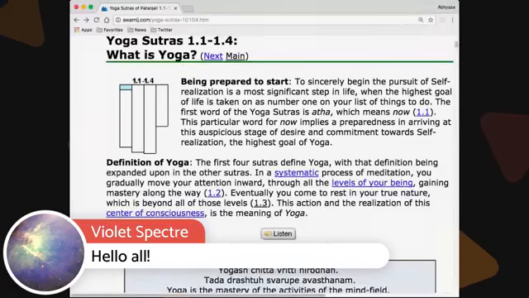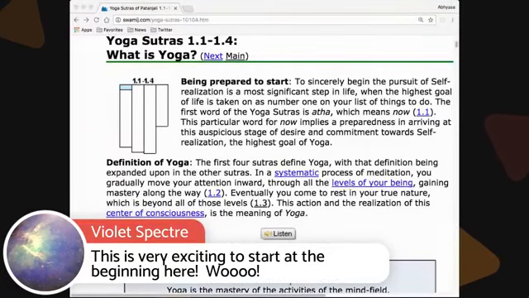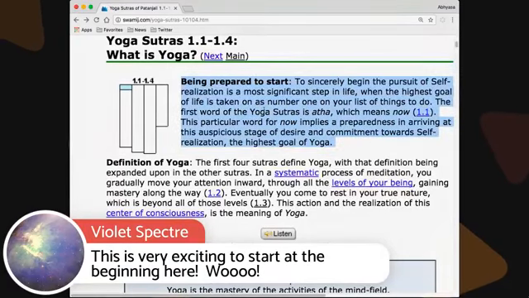Yes, Patanjali says, this is exciting, to start at the beginning. And actually, that's the first sutra. Atha. The first word of the Yoga Sutras is atha, which means now. This particular word now implies preparedness in arriving at this auspicious stage of desire and commitment towards self-realization, the highest goal of yoga.